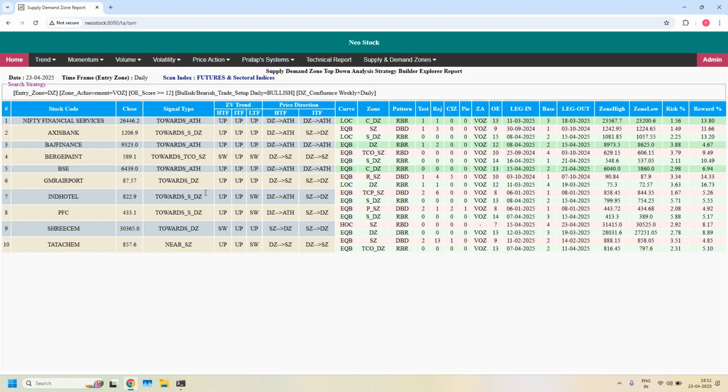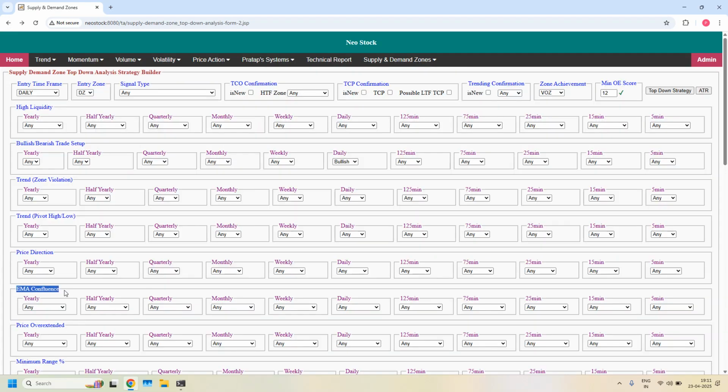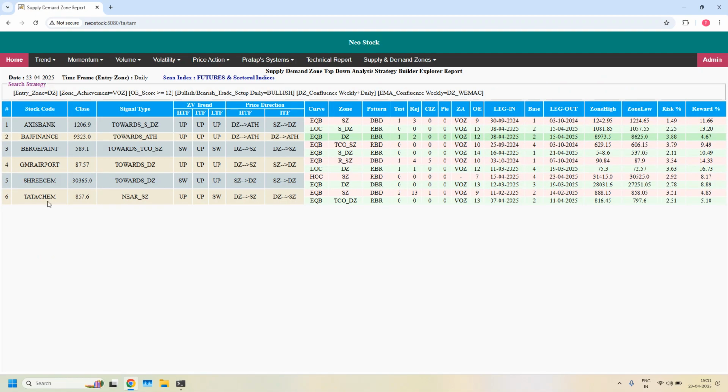And weekly trend is up in all the stocks. If the weekly demand zone has weekly EMA confluence, then the overlapped daily demand zone has a higher probability of success. So let's filter based on EMA confluence, where the weekly demand zone has weekly EMA confluence and the weekly trend is up. We got 6 stocks. These 6 have a higher probability of success.